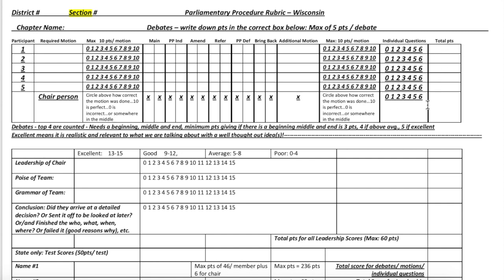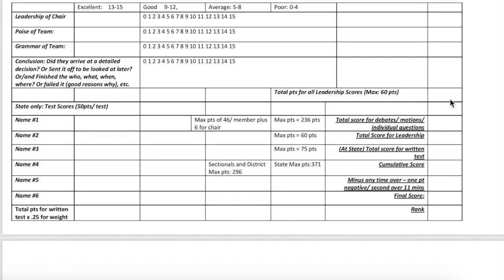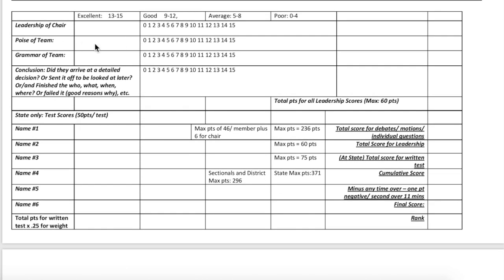The chair will get a question. They'll actually get 2 questions, both worth 3 points each, and that will go in this box as well. That will be scored correctness. Next portion here is leadership of chair, poise of team, grammar of team, and conclusion, all out of 15 points for a total of 60 points.